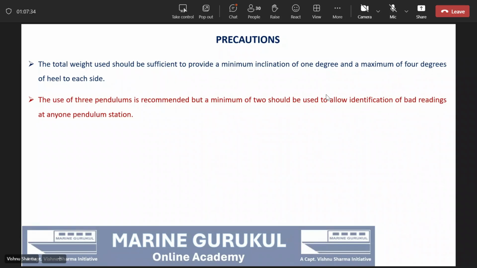Sorry, beta. Screen chala gaya? Is it? Yes, sir. My screen has gone. Aa gaya, sir. Okay, fine. It's okay.